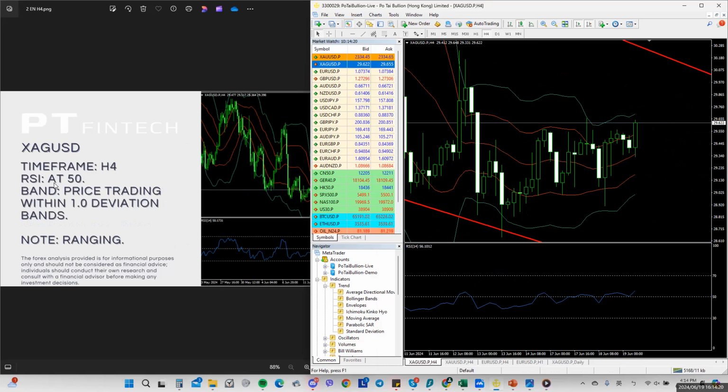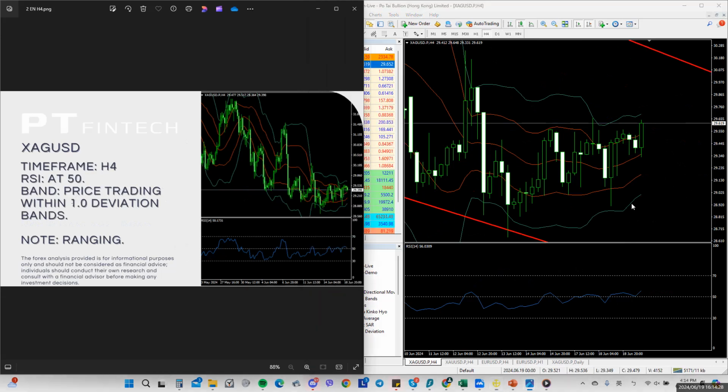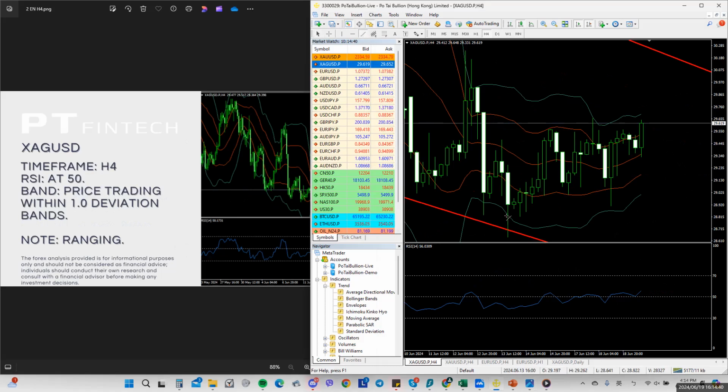H4, RSI is at 50, and it's pointing upwards. All right, so potentially more buyers are starting to get in some action. Now, band, price trading within 1.0 deviation bands, ranging. Okay. I can tell it's potentially ranging, okay? But overall, on the trend side of things, it's bullish, okay?